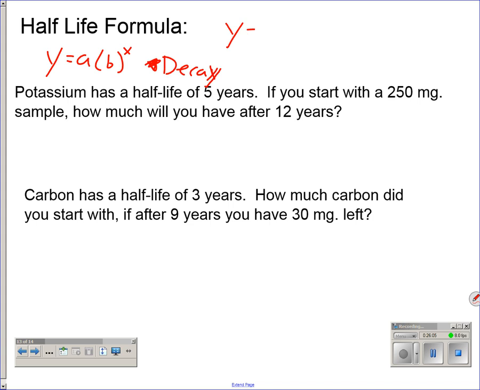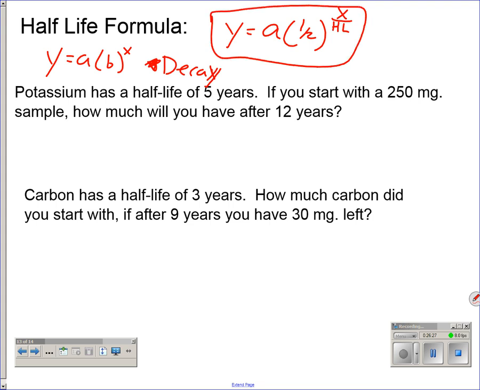So it's going to be y equals a times 1/2. And the reason we make it 1/2 is because we also manipulate the time. We make the time, instead of just x, we divide that by our half-life, whatever the half-life is. And that kind of manipulates the problem for us. Okay? So again, star it, circle it, square it.